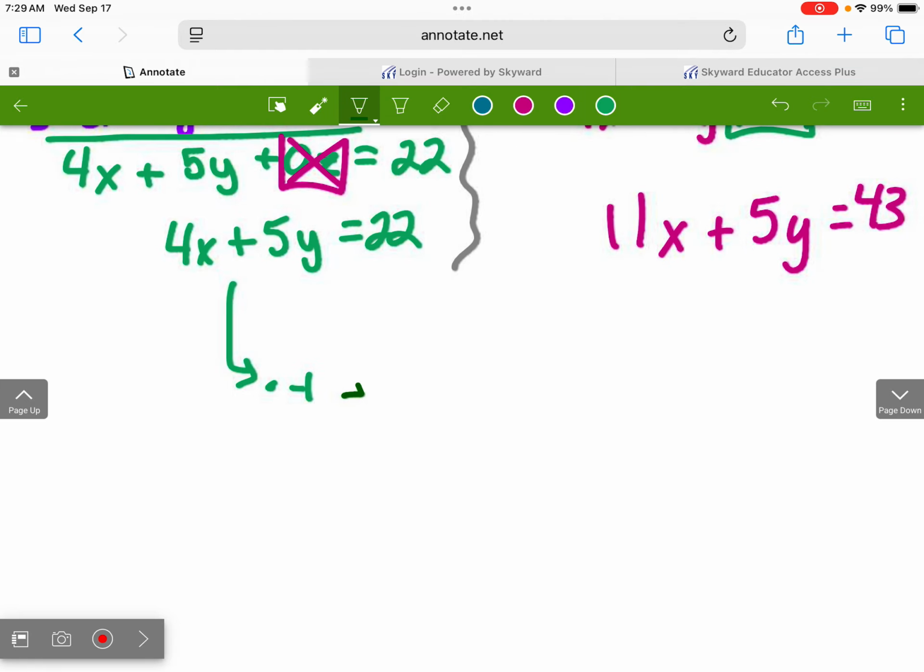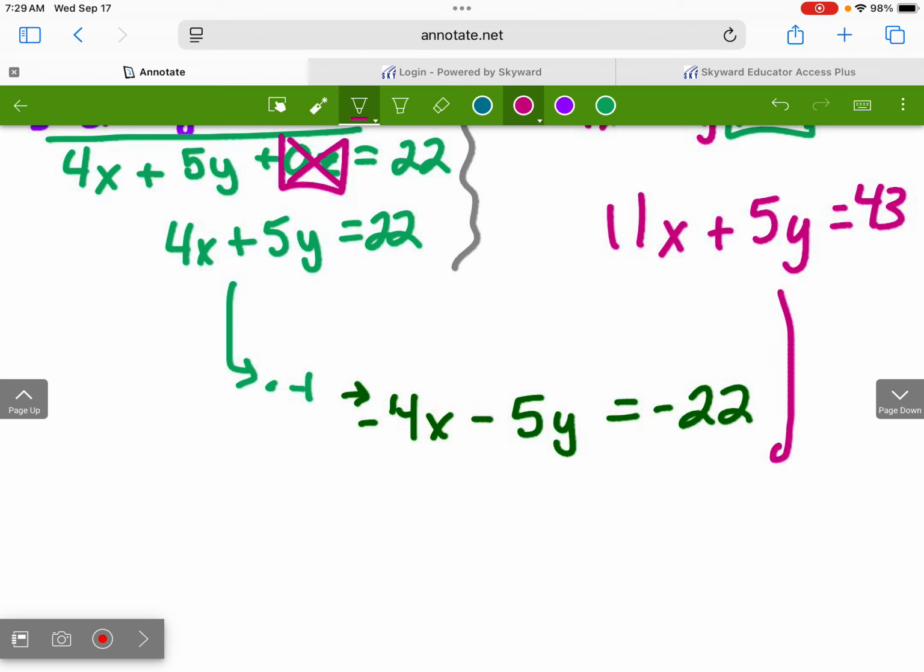That's going to give us minus 4x minus 5y equals minus 22. And then this pink one is going to come down just exactly as it is. Our 11x plus 5y equals 43.